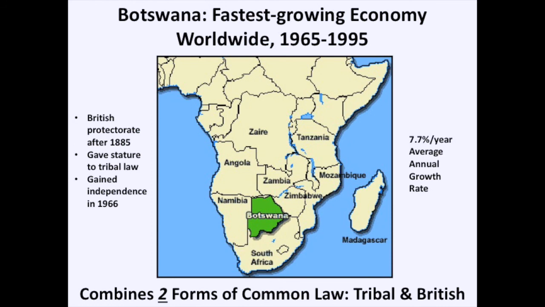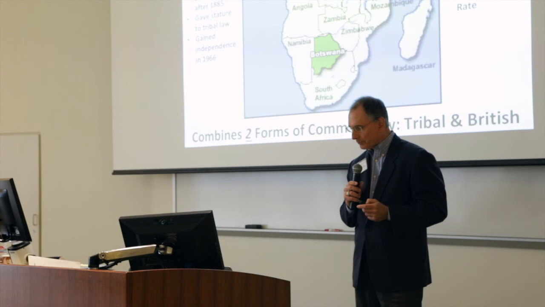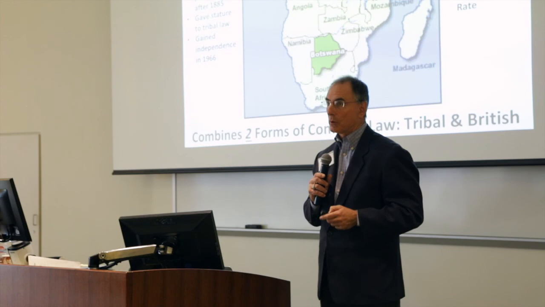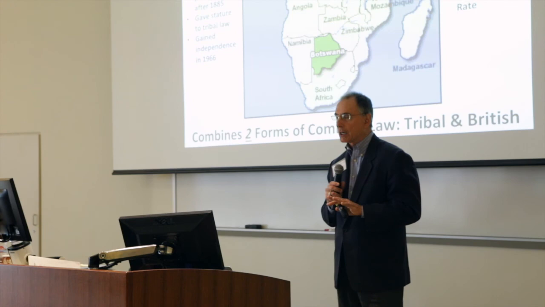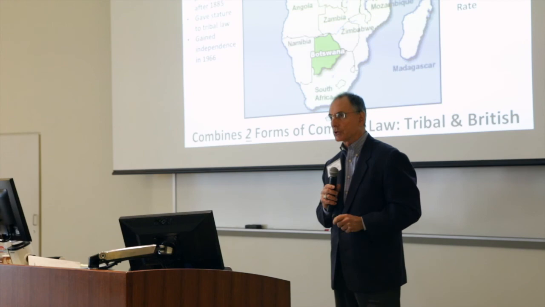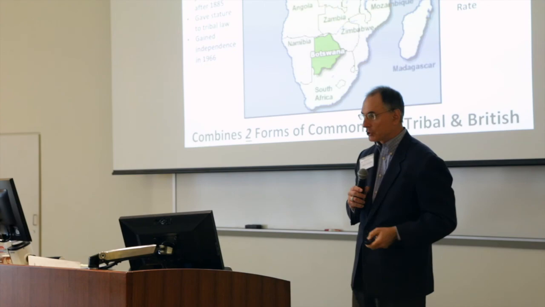Botswana was the fastest growing country in the world, worldwide, from 1965 to 1995. It enjoyed 7.7% annual growth in per capita income. Why is that? Well, it has enjoyed not one, but two forms of common law. It had its own tribal law, and when it was a protectorate of Britain after 1885, Britain managed the country very lightly and gave stature to Botswana's tribal law. And then Botswana gained independence in 1966. It had a well-established legal framework from which to grow for the next 30 years. Another success story.